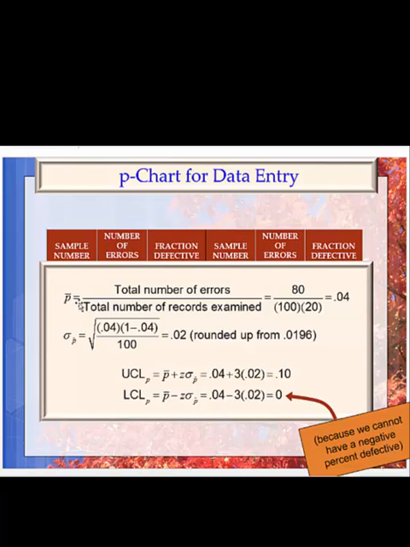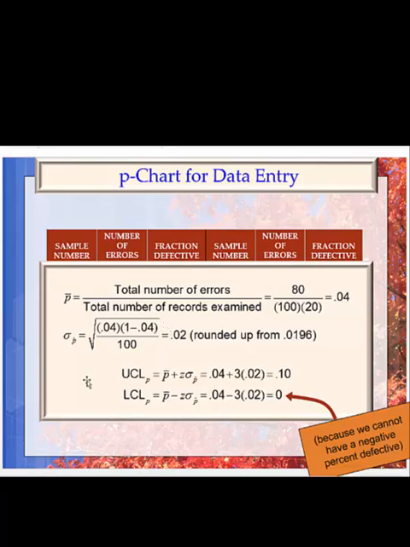So like I told you, P bar is the total number of errors divided by the total number of records examined. So in the example that we're going to work, we're going to have 20 different samples taken, and each of the samples will be comprised of 100 units. Thus we get 0.04 for our average number of sample defects. We expect 4%, or 4 out of 100 defective units.